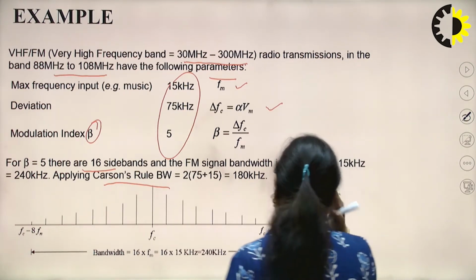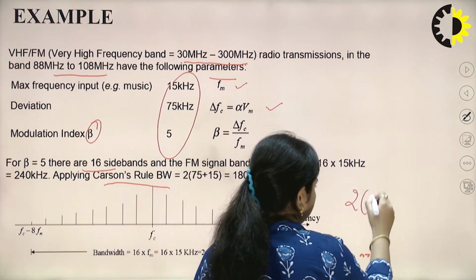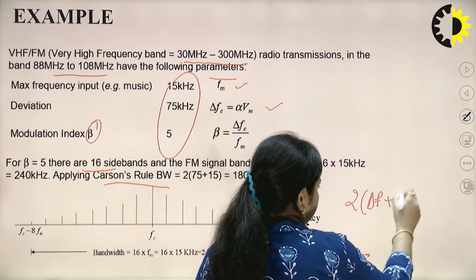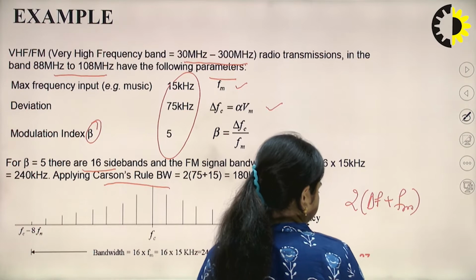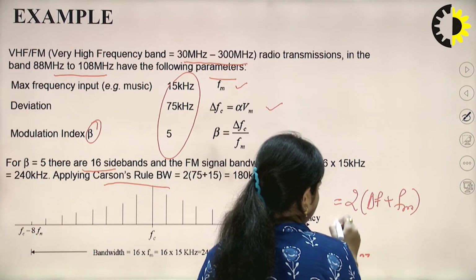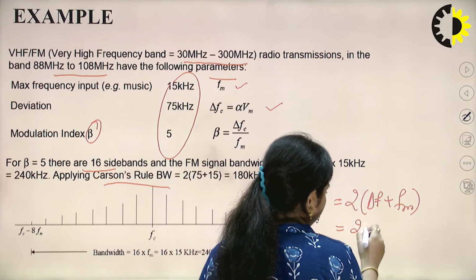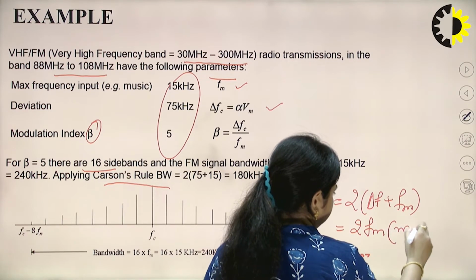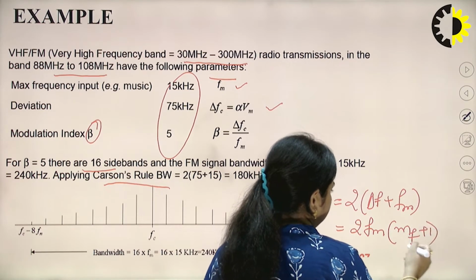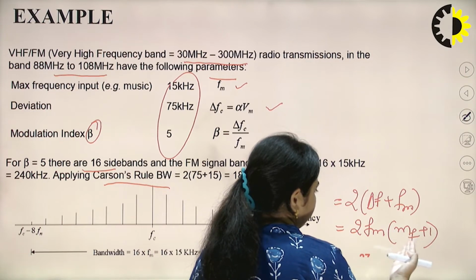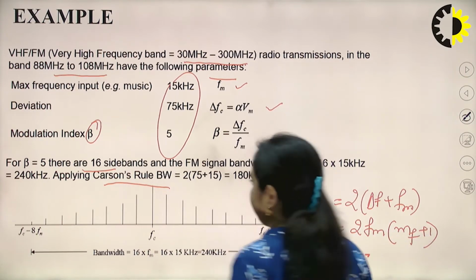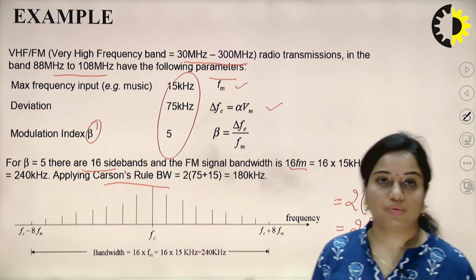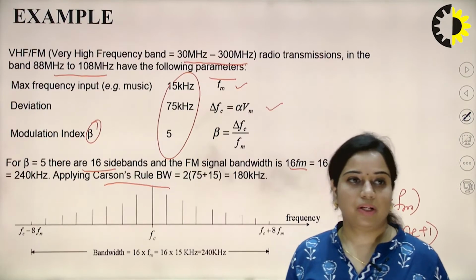Now its value will be twice of delta f plus fm. Now if you want to reduce it to modulation index, then its formula can also be written as 2 fm (mf plus 1). Now mf can be replaced by beta also. So this is (modulation index plus 1) multiplied by 2 fm. So this is the Carson's rule for bandwidth calculation.